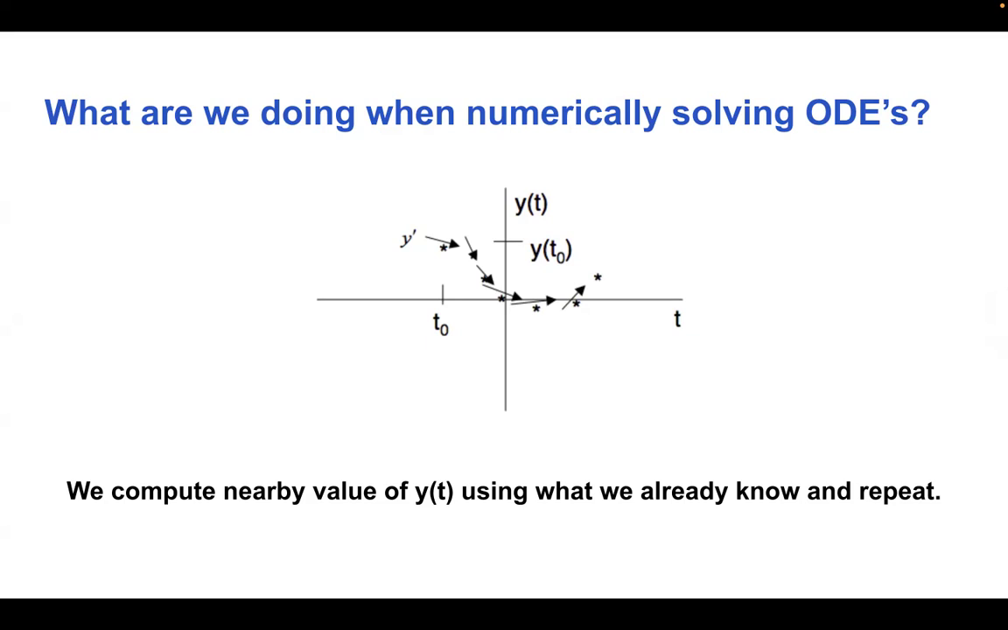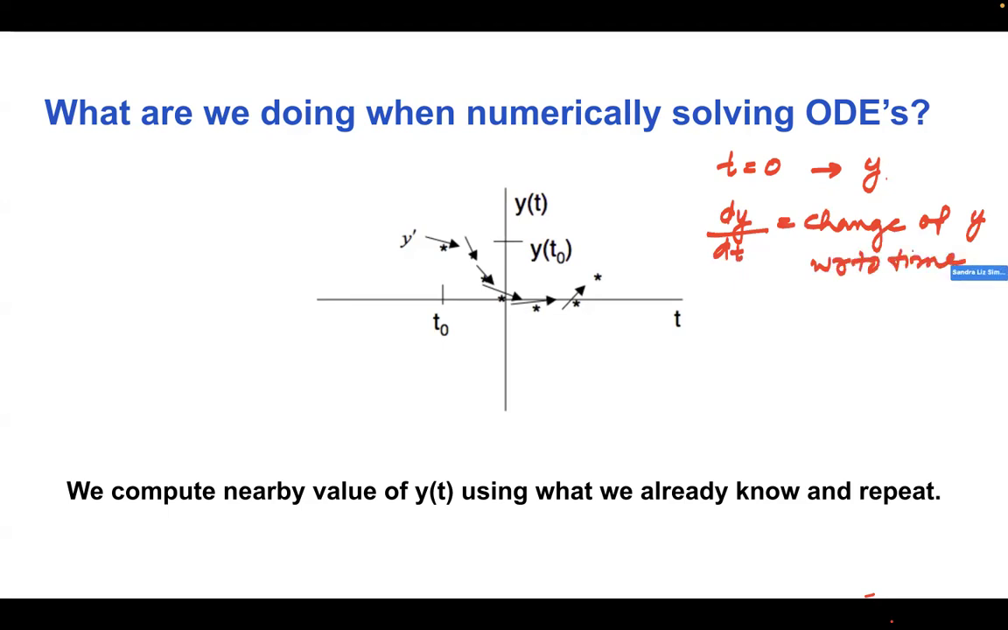And the next thing you know is how y changes. For example, you know what dy by dt is. dy by dt is nothing but the change of y with respect to time, right? So you know just two parameters here. Let me just annotate. So here we have two parameters. One is, at t equal to 0, you know the y value, and you know dy by dt, which is basically the change of y with respect to time. So these are the two pieces of information that we know.